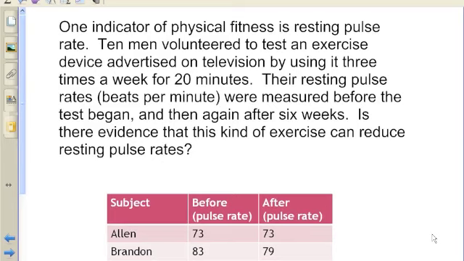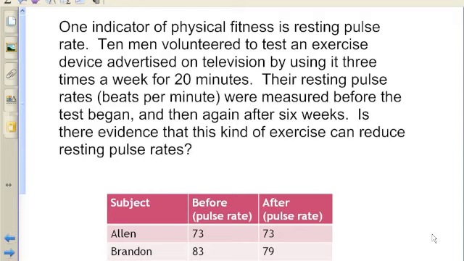10 men volunteered to test an exercise device advertised on television by using it 3 times a week for 20 minutes. Their resting pulse rates, again we're measuring beats per minute, were measured before the test began and then again after 6 weeks. Is there evidence that this kind of exercise can reduce resting pulse rates? The idea is the more you exercise, the healthier you are, and when you're not exercising, your heart doesn't have to work as hard. So that's the idea here.